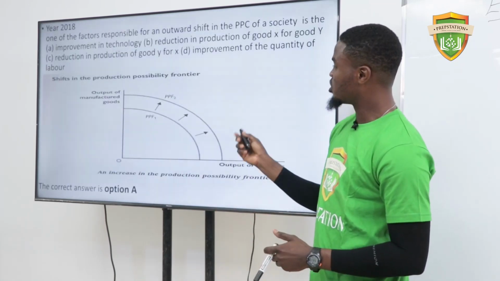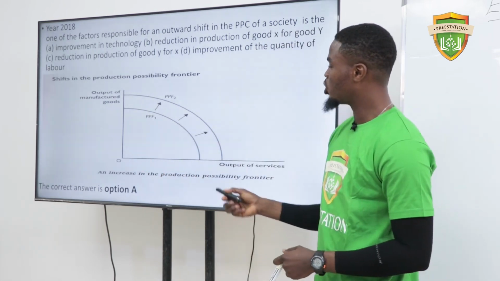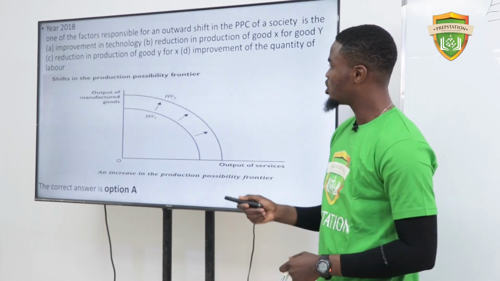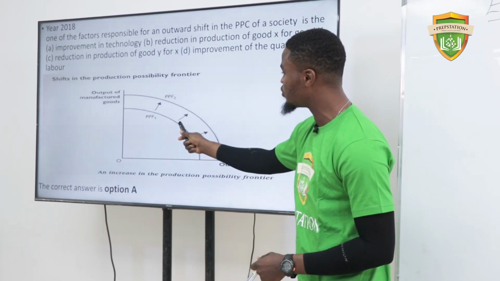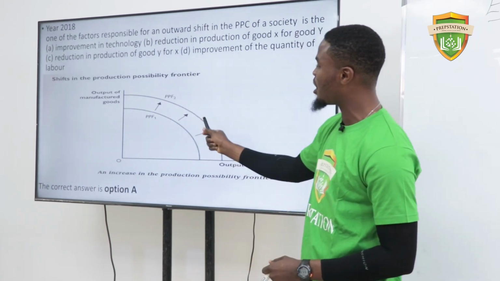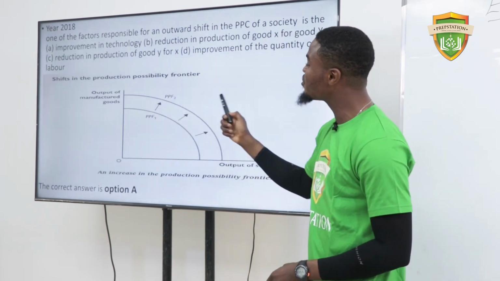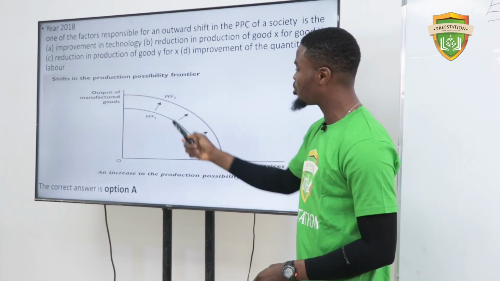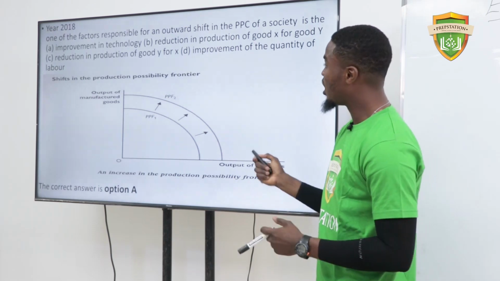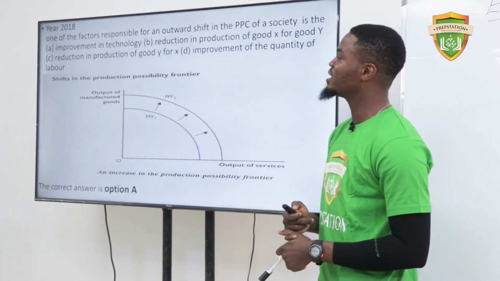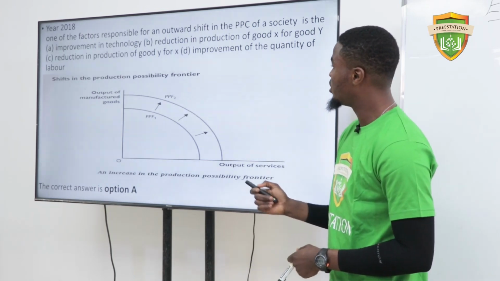So back to the question. Here's a diagram that is trying to illustrate what the question means. One of the factors responsible for an outward shift, that is, a new curve being drawn, this curve coming outside. So here, this is the new graph drawn. The only factor that can cause the production possibility curve to shift outward is improvement in technology. So the correct answer to this question is option A, which is improvement in technology.